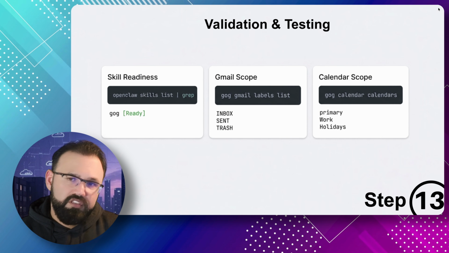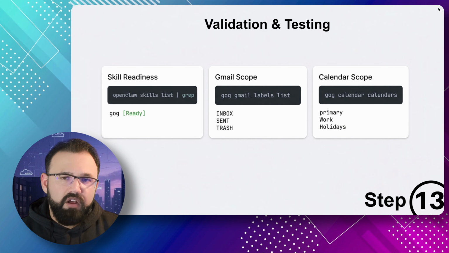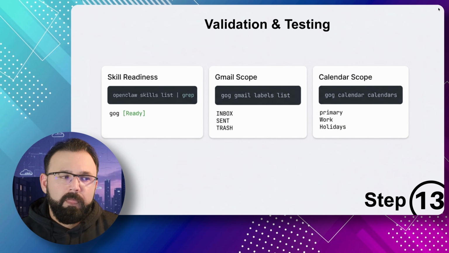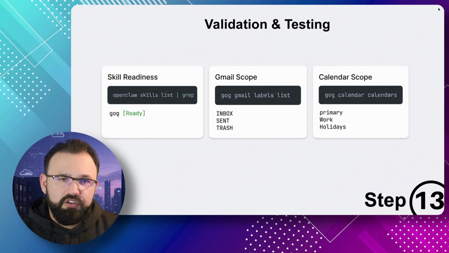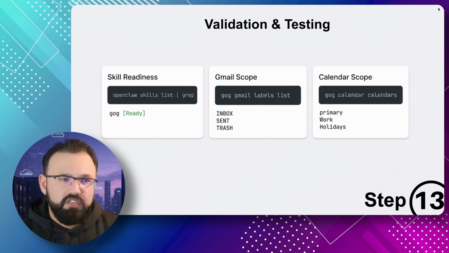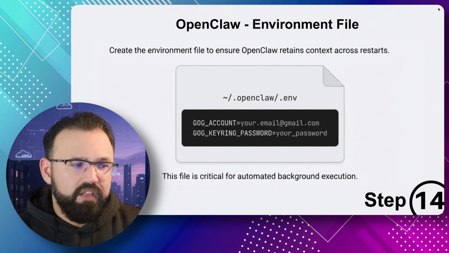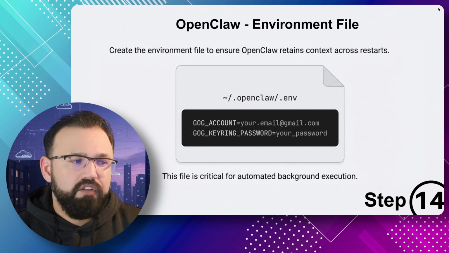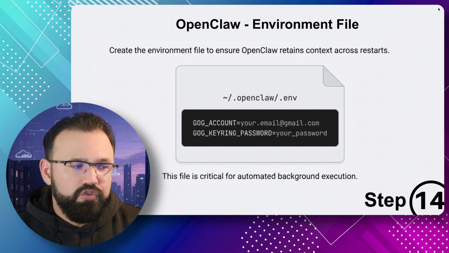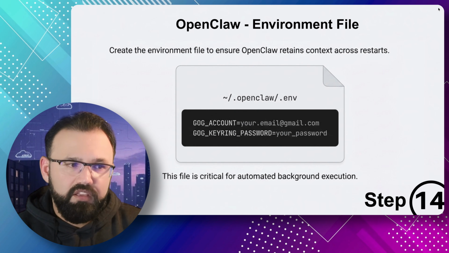Now, the first time you run gog gmail labels list, it would error out because you need to add the Gmail API scope under your project as well. The same goes for Calendar and other Google services. And don't forget to put the GOG account and the keyring password as part of your OpenClaw environment. This is the path where you need to store it, because without this, the agent will not be able to authenticate itself.